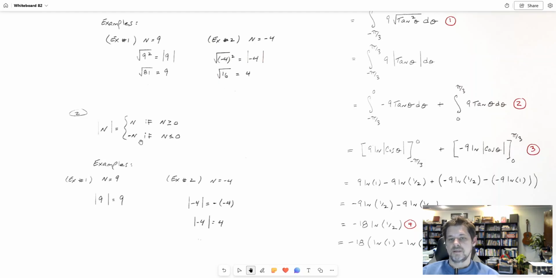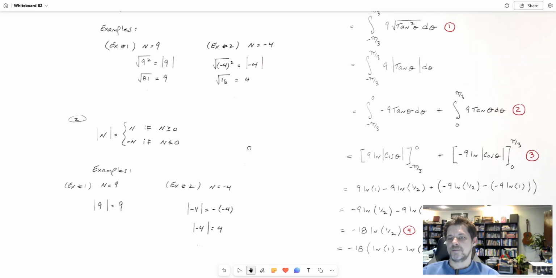Now as an example, what if n was 9? Would this statement do what I need it to do? If n was 9, it would say the absolute value of 9 is, well, is 9 greater than 0? Yes, so it's 9. And what if n was negative 4? The absolute value of negative 4: is negative 4 greater than or less than 0? It's less than, so the absolute value of negative 4 is the opposite of negative 4, which is 4, which works out to be correct.